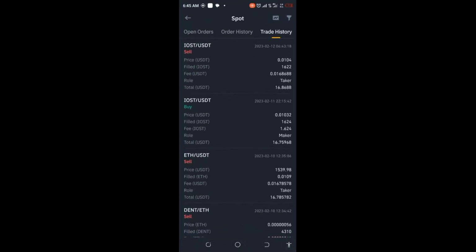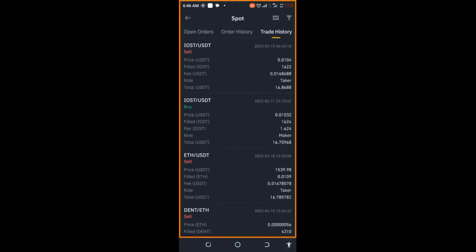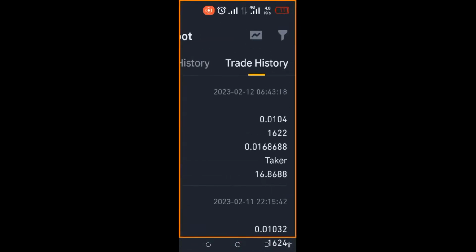We could have decided to wait for BTC to get back to 0.0104, but that would take a longer time. So how long ago was this? Let's just check the difference in time. This was 22:15, like 10:15 p.m., and this is 6:43, so you could say about 8 hours.